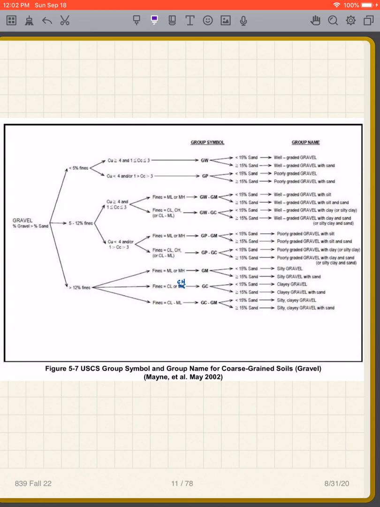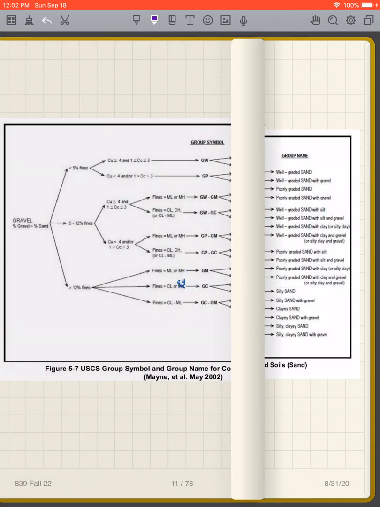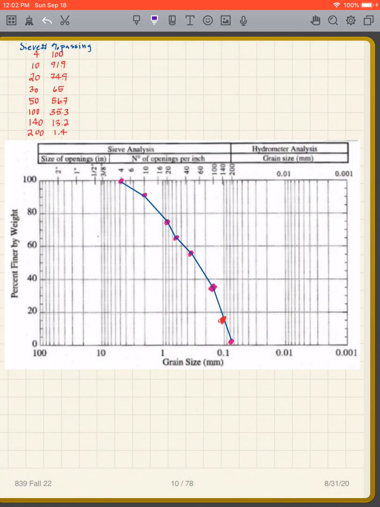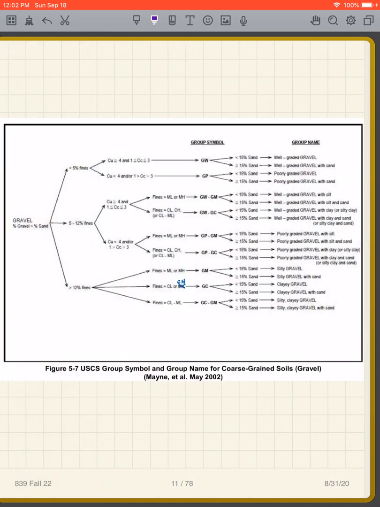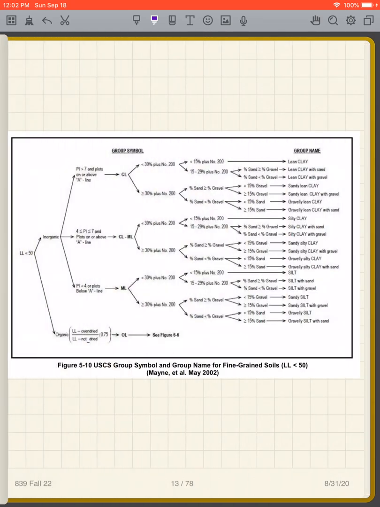So if you determine you have a coarse grain soil, then you just figure out, do I have more sand or more gravel? If I have more sand, then I'm in the sand chart. If I have more gravel, then I'm in the gravel chart. So it's all about figuring out whether or not you have sand, gravel, or a fine-grained soil to use this set of charts.